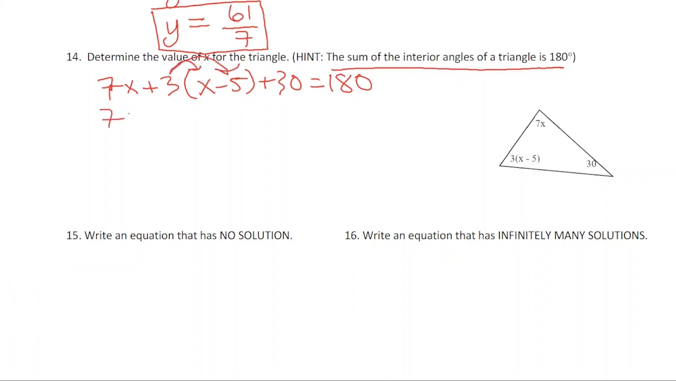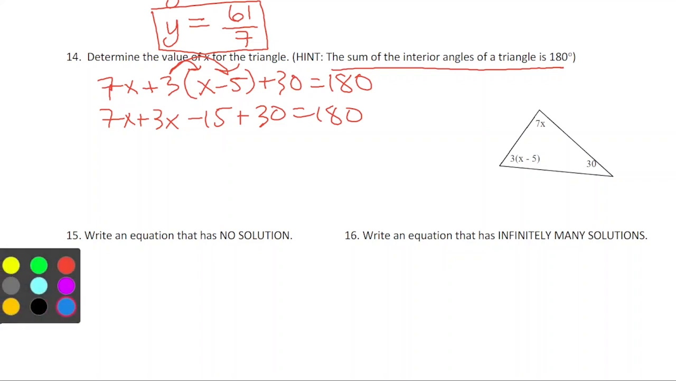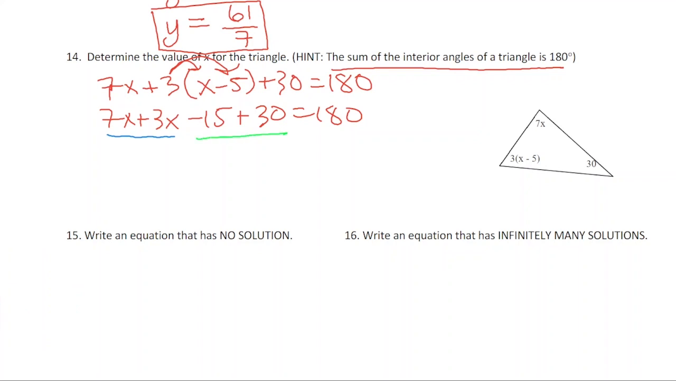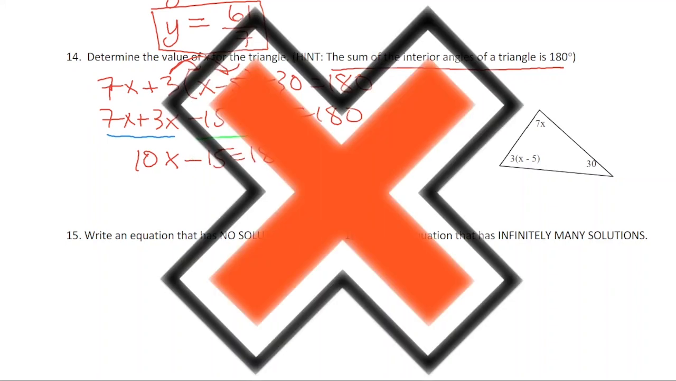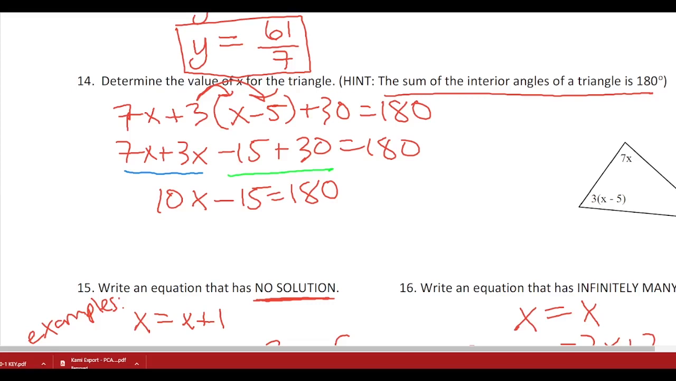So we got 7x plus 3x minus 15 plus 30. Well, look at how these are grouped. That'll be nice. So when we combine our like terms, they're right next to each other. It makes life a little easier. 10x minus 15 equals 180. Oops, I made a little mistake here. Negative 15 plus 30 is actually going to be 10x plus 15, which will affect the rest of the answer. So let's go ahead and finish this up the right way.